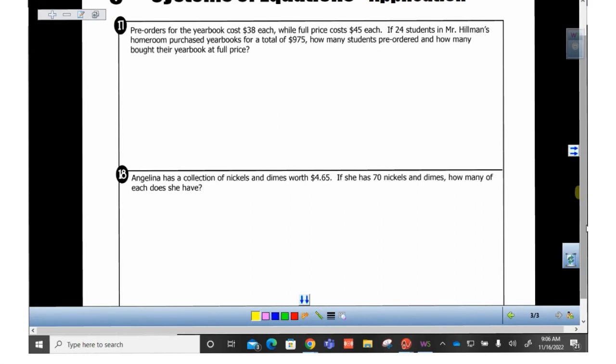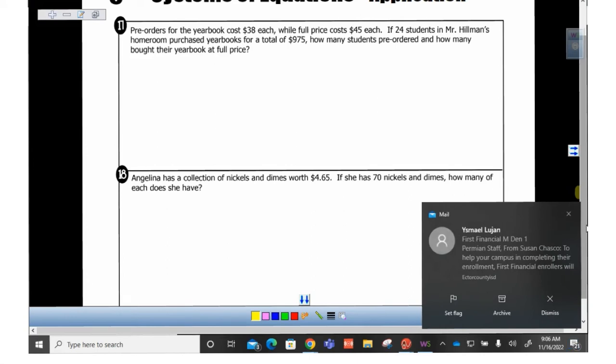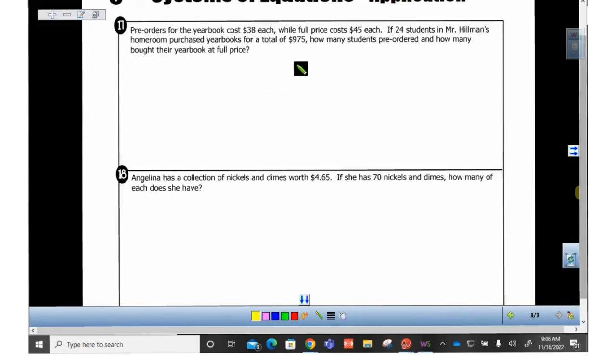Okay, pre-orders for the yearbook cost $38 each, while full price cost $45 each. If 24 students in Mr. Hillman's homeroom purchase yearbooks for a total of $975, how many students pre-ordered and how many bought their yearbook at full price?